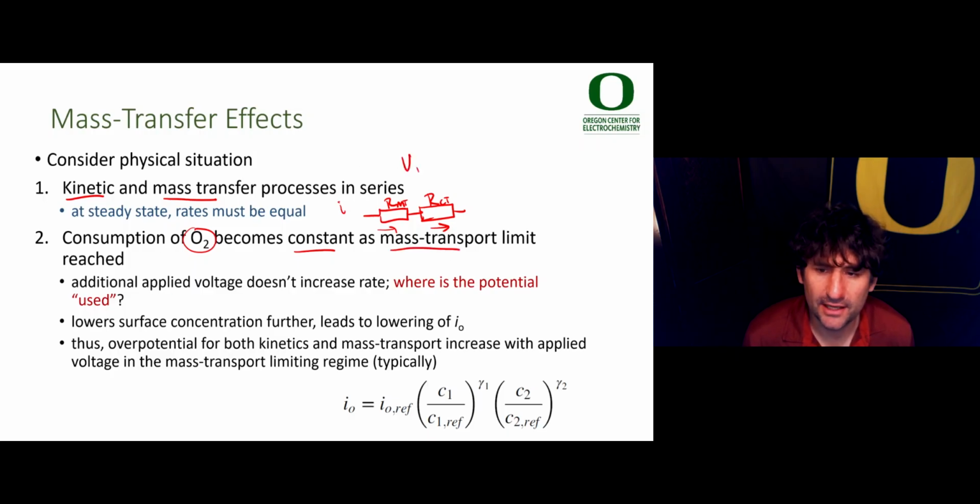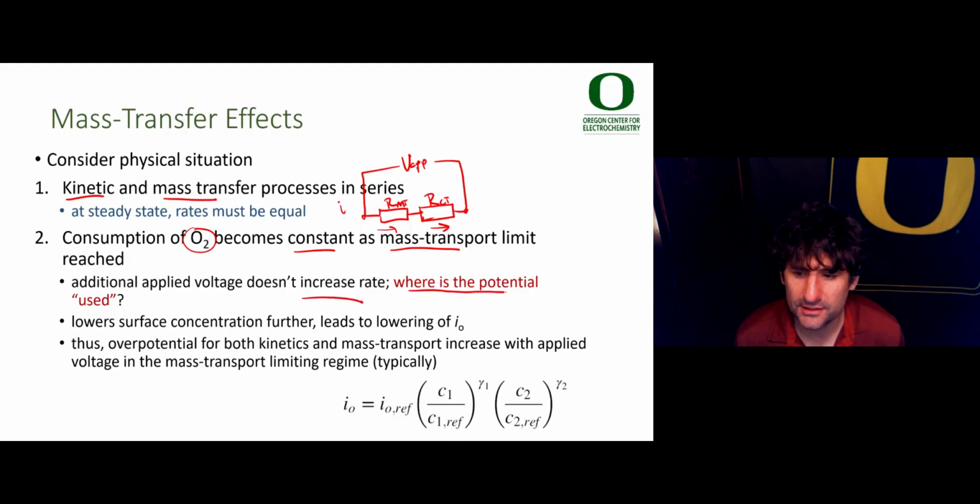I might be applying more potential across this cell, across my equivalent circuit or across my electrochemical cell, but it doesn't increase the rate. So where is this potential used? How is it dropping across these various processes? One thing to remember is as you drive the reaction harder, you lower the surface concentration of oxygen in this case. Remember our very simple model from chapter 1, Bard and Faulkner.